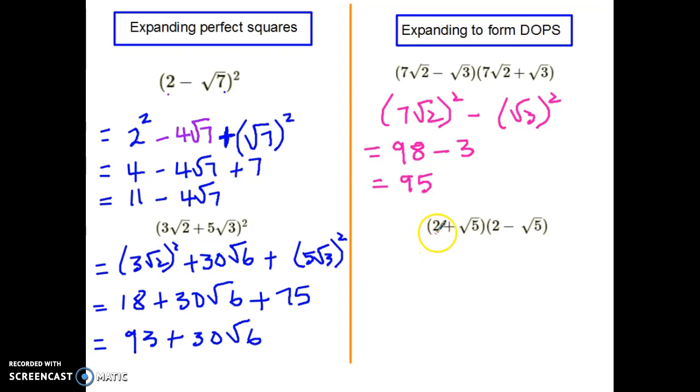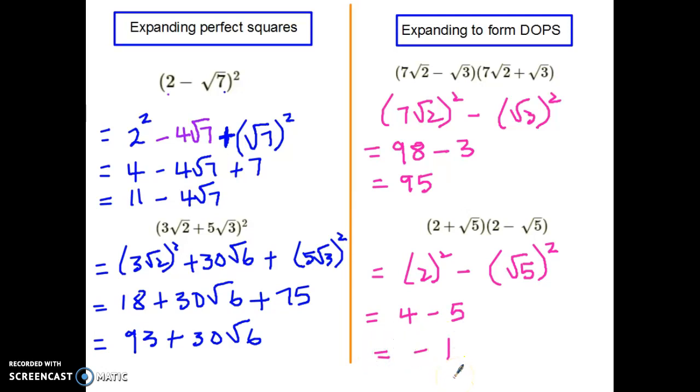This one here, 2 squared is the first term. The second term will be root 5 squared. 2 squared is 4. Root 5 squared is 5. My answer to this is -1. If you don't recognise the shortcuts here, it's not a big deal. You can go the long way and you're going to get the right answer, but the shortcut obviously is going to make it a little bit quicker. Good luck.